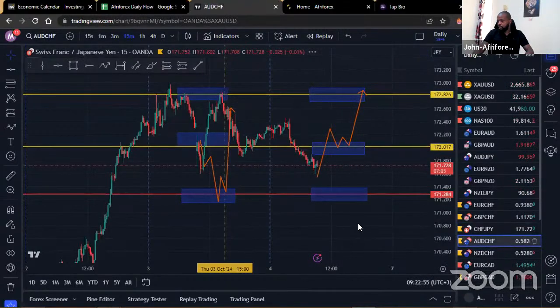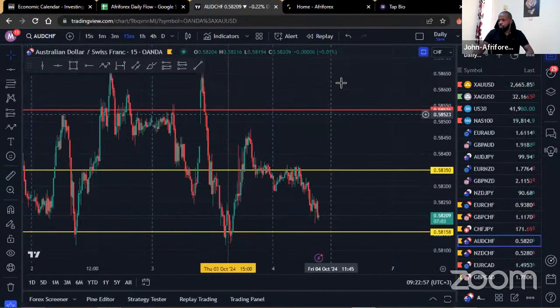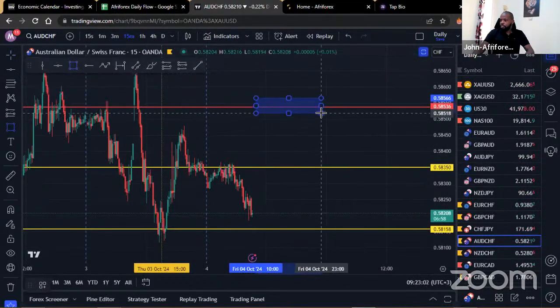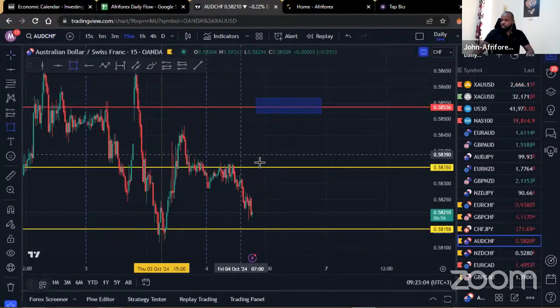Remember the red SNR. In case the market breaks beneath that region to the downside, then unfortunately, there will be no trade for us on the Swiss franc against the Japanese yen.